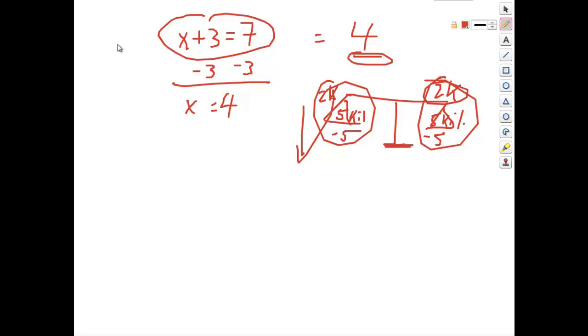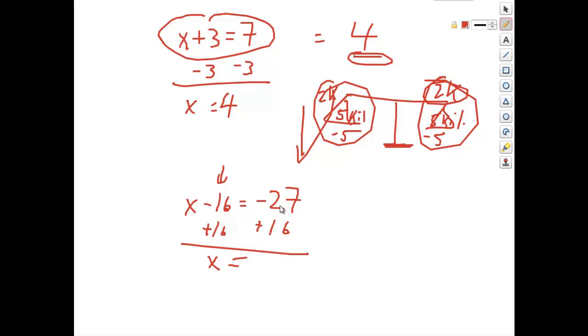Okay? Well, that's fairly simple, but suppose we have x minus 16 equals minus 27. That's a little more difficult to see an obvious answer to, isn't it? Okay, so what are we going to do? How do we get rid of this 16? Well, we can get rid of it by adding a plus 16 on that side. Of course, to balance the equation, we have to add a plus 16 on this side. Now we get x equals negative 27 plus 16, which is simply negative 11. Okay. Well, that seems pretty straightforward.